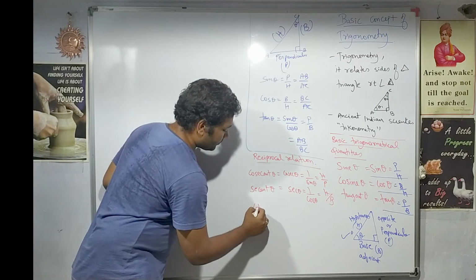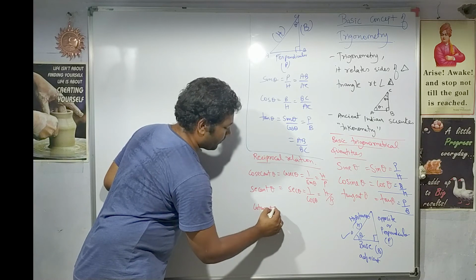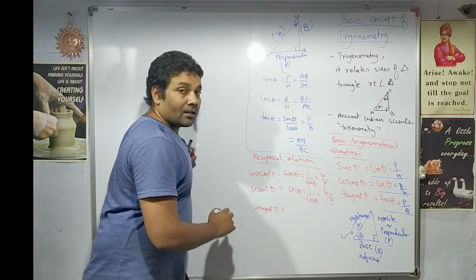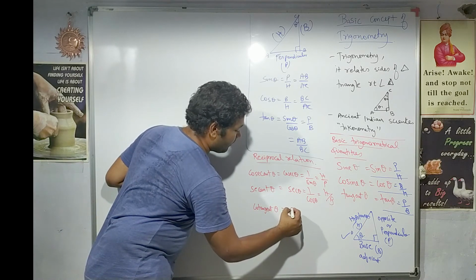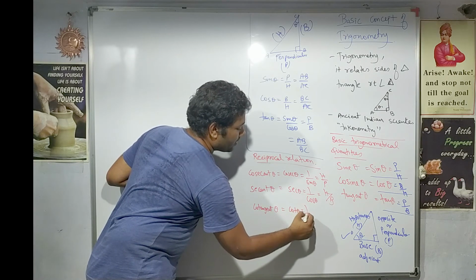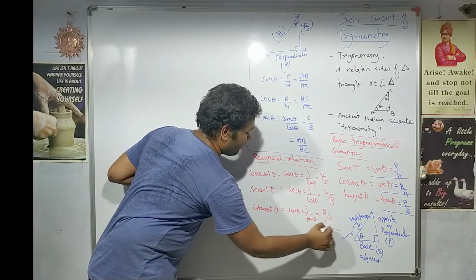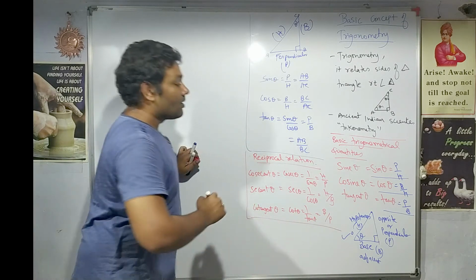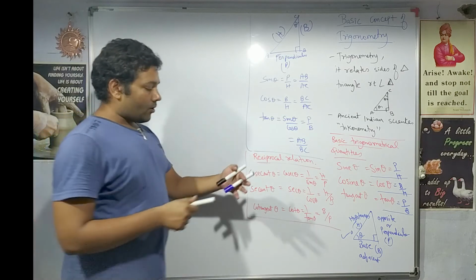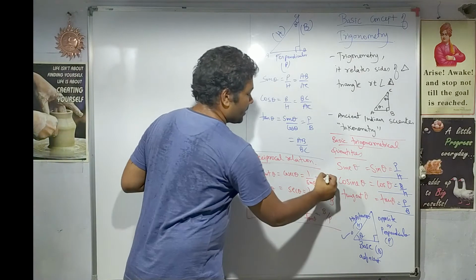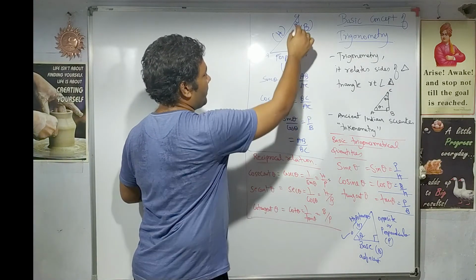Then we have cotangent theta. Cotangent theta, it is nothing but cot theta. Cot theta is the reciprocal of tan theta. The formula will also be reciprocal, b by p. So these are the reverse relationships. Instead of h, you can also write down the value of hypotenuse.